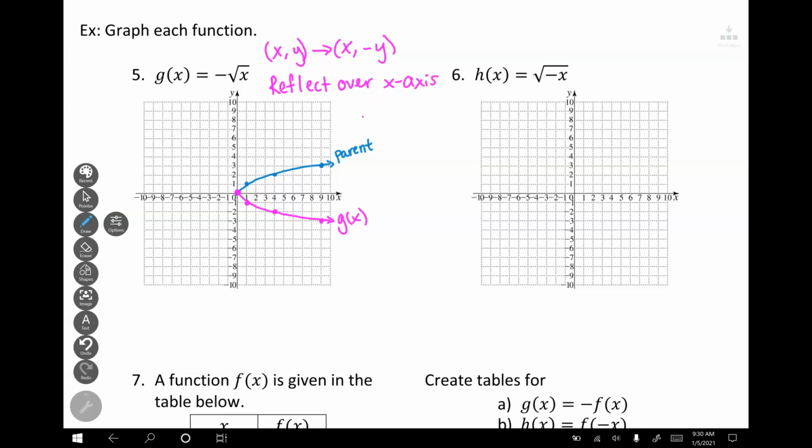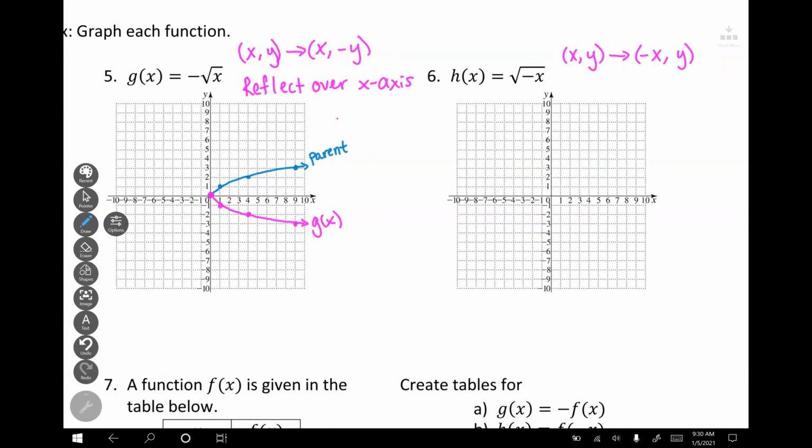All right, let's look at number 6. So now my negative is on the inside of the function. So that means that my points are going to go from x, y to -x, y. I'm not multiplying the whole function by -1, so I'm not changing the y value. I am only changing my x values. This is going to reflect your graph over the y-axis.